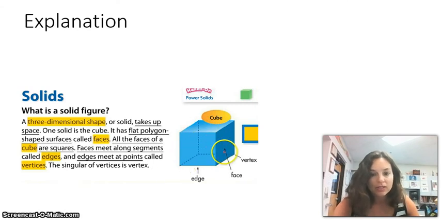are called edges. So you can see a cube has 1, 2, 3, 4, 5, 6 faces. And it has 1, 2, 3, 4, 5, 6, 7, 8, 9, 10, 11, 12 edges. And then it has 1, 2, 3, 4, 5, 6, 7, 8 vertices. All right, let's move on.